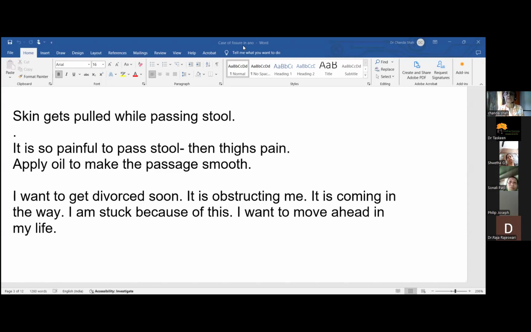Nux vomica. Workaholic, very ambitious. Kingdom series, anal stage, Nux vomica. Argentum nitricum, nitric acid, Lac equinum. Again, Cruciferae. Capsella bursa-pastoris, China, Lac equinum.